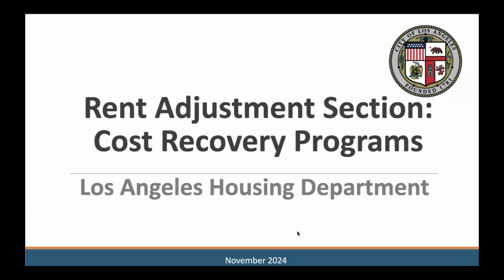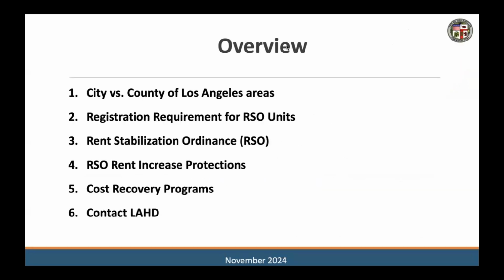The overview is this information is intended only for the City of Los Angeles residential units subject to the Rent Stabilization Ordinance, otherwise known as RSO. And this is not intended for commercial units, and it is not intended for properties outside the City of Los Angeles. So the overview of the topics covered today. We have several topics, including city versus county, registration requirements, the RSO, increased protections, cost recovery programs, and contact information.